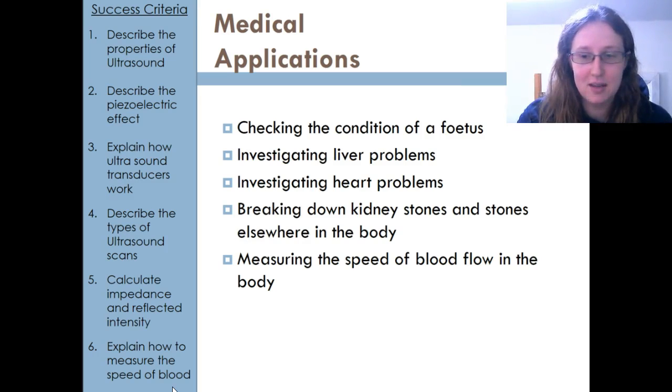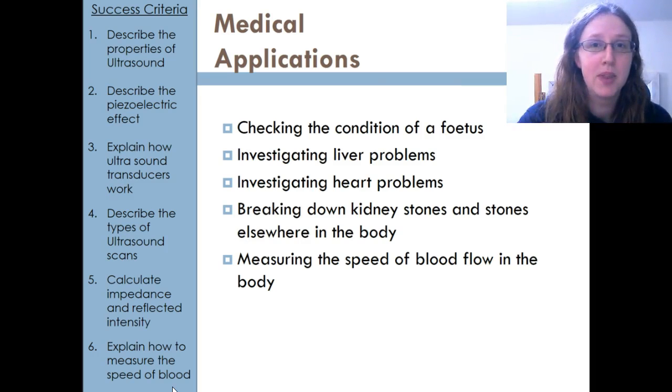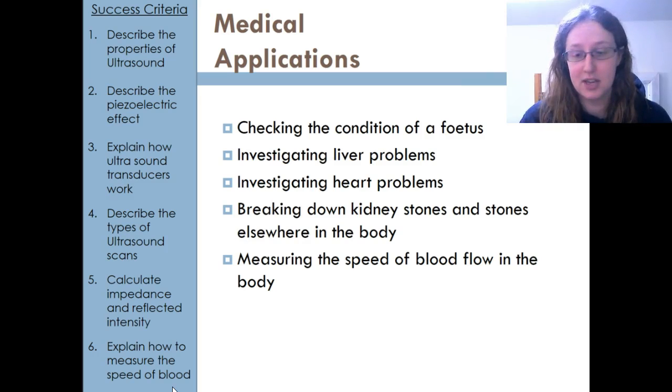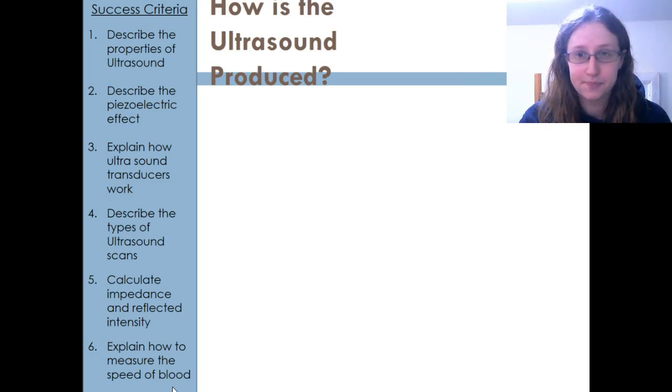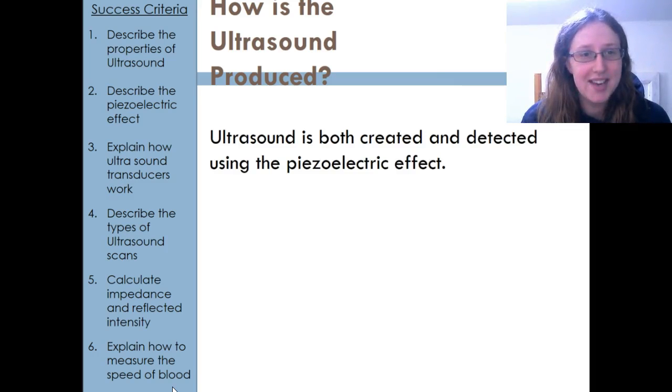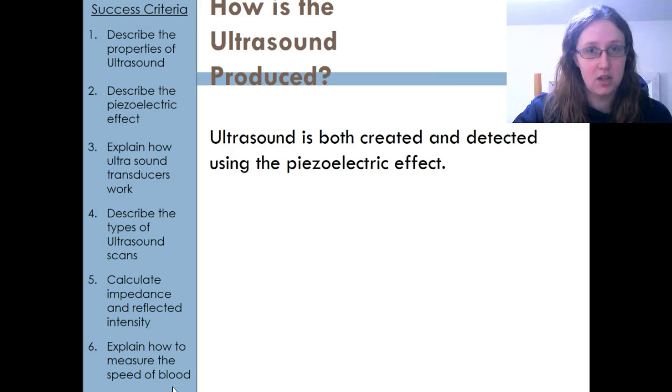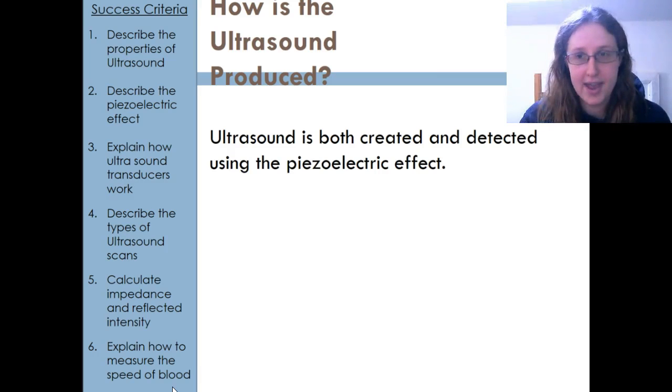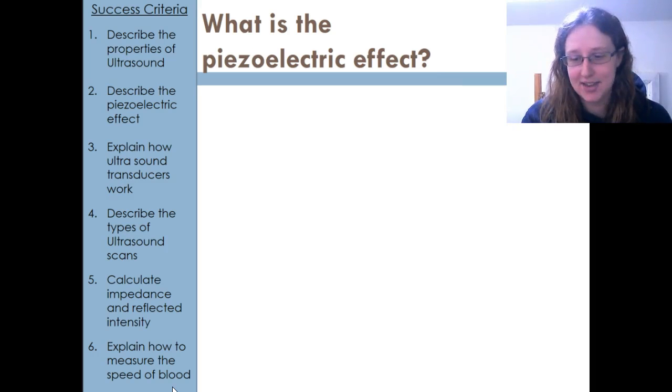It's also one of the most widely used types of scanner because it's very portable, it's quite cheap, and you can use it for a lot of different things, which makes it very, very handy. So how do we produce this ultrasound? Well, we both create and detect ultrasound using the same principle and using the same wand. So the wand that they use to do the ultrasound with both creates and detects it, and it uses something called the piezoelectric effect. So what is that?